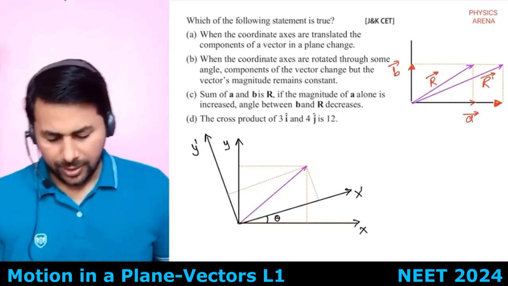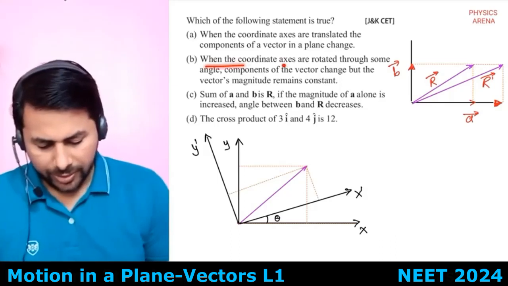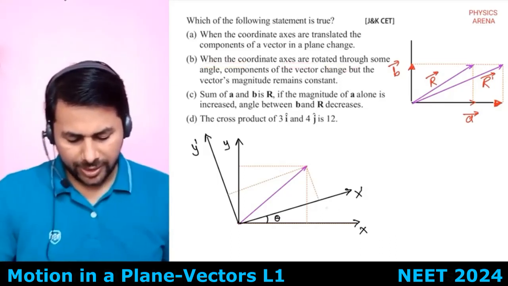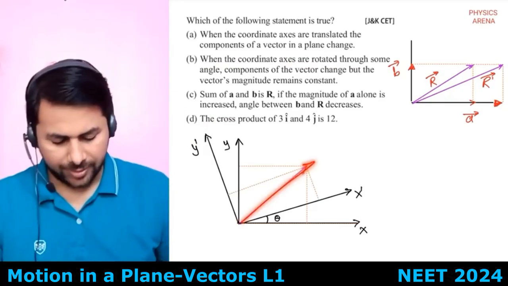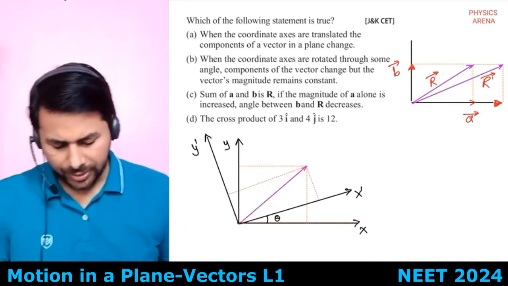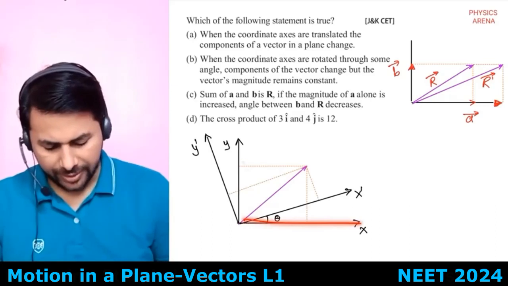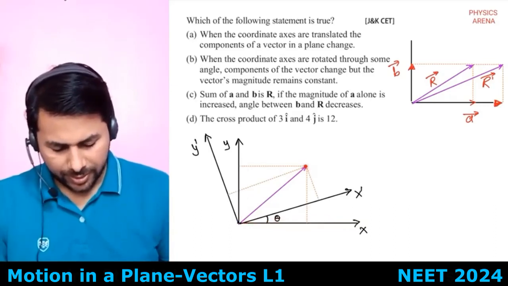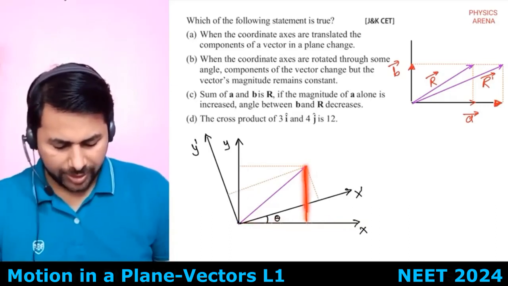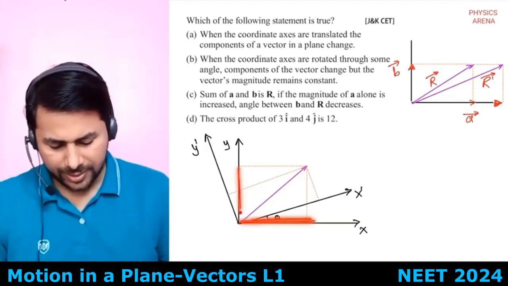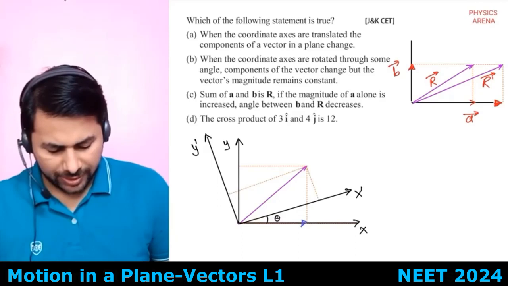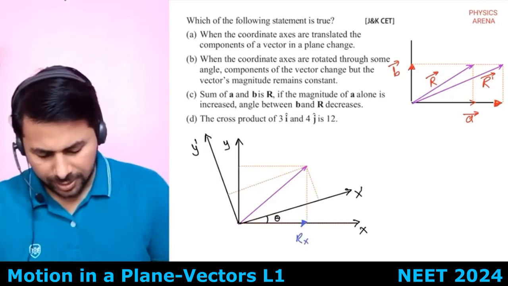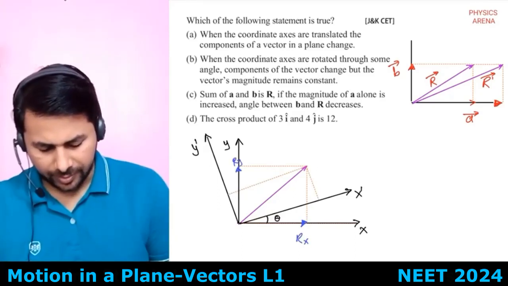Next one, when the coordinate axes are rotated. So see, I have drawn it here. You have this vector and you resolve it along x and y coordinates. So you will draw perpendicular from tip of this vector. So this is your rx, this is ry, right? So this much is rx, this much is ry.